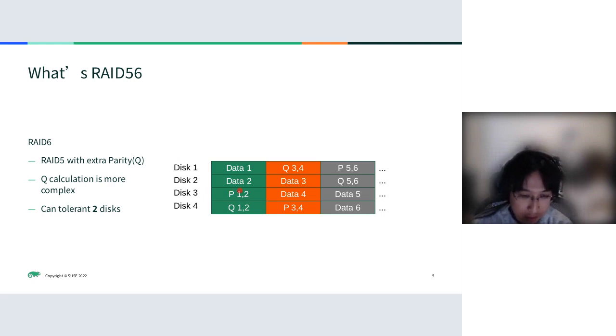But the idea is with P and Q, we can tolerate two disks. For example, if we lost these two disks, then we can use P and data 2 to recalculate data 1 first. And if you want to recover P, we can use the recovered data 1 and the data 2 to recover P. This is the basic idea. And just like RAID5, RAID6 also introduced the rotation. The rotation is the same, just by one disk. And so that is the RAID5-6.